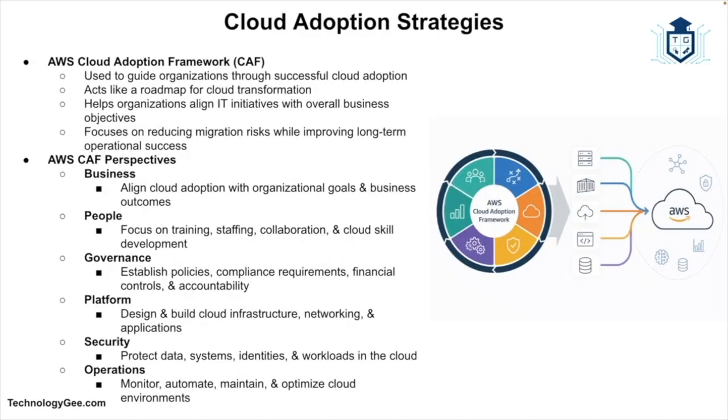All right, so now that we know why companies move to AWS, let's talk about how they actually do it. Because here's the thing, cloud migration isn't just flipping a switch. It's a journey, and every organization takes a slightly different path. So let's talk about the AWS Cloud Adoption Framework. AWS created something called the Cloud Adoption Framework to help guide organizations through their cloud journey. So think of it like a roadmap. It breaks down cloud adoption into different perspectives, including business, people, governance, platform, security, and operations. And the goal is to help organizations align their IT strategy with business goals while minimizing risk.